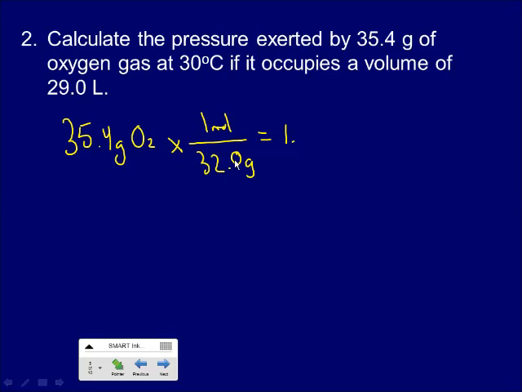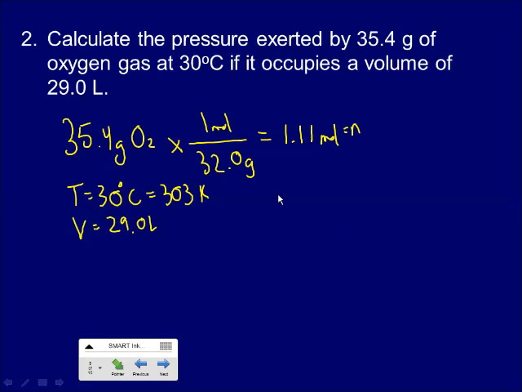I need 3 significant digits. 1.106, 1.11 moles. Very good. That's n. T, 30 degrees Celsius. Again, I don't like that number, so right away I fix it. 303? 303. I've got a V, 29.0 liters. That's a good unit.